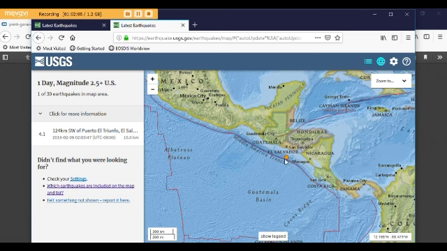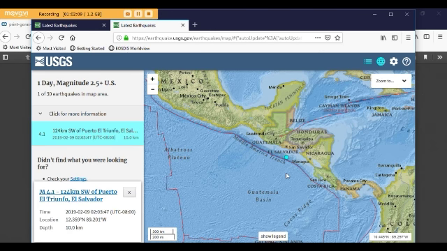Then here off the coast of El Salvador, we had a 4.1 near Puerto El Triunfo, El Salvador. This one came in at 2:03 this morning.